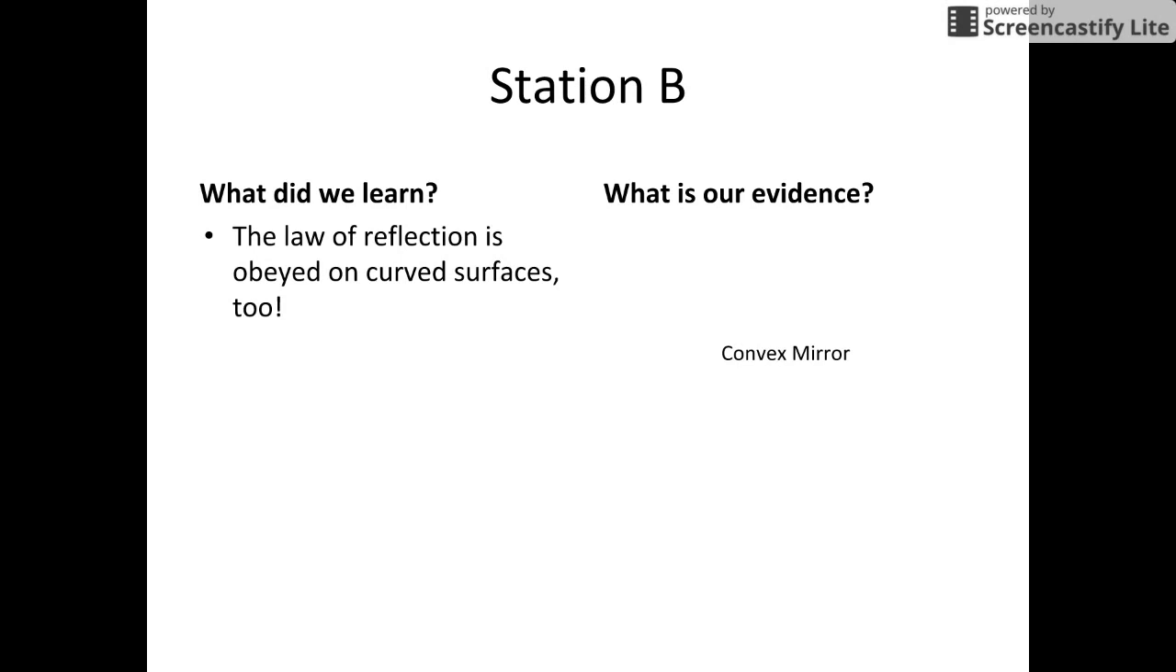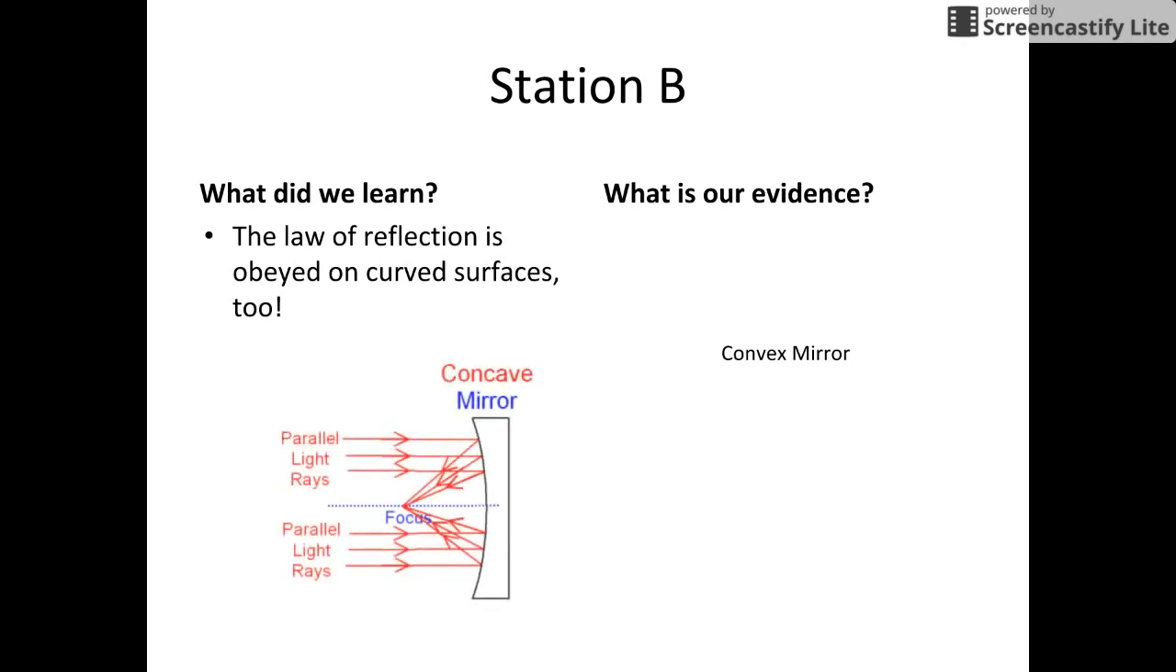Station B, well, what we learned here had to do with how light behaves on curved mirrors. And we see that the law of reflection is obeyed on curved surfaces. Take a look at this first mirror we saw, the concave mirror. In the concave mirror, all of the light went in and was focused to one small point. If you follow any one of those beams of light, any one of those rays, it's reflecting off of the surface of the mirror exactly the same way it did off of the flat mirror. It's just that as the curve changes, the direction of that reflection changes.